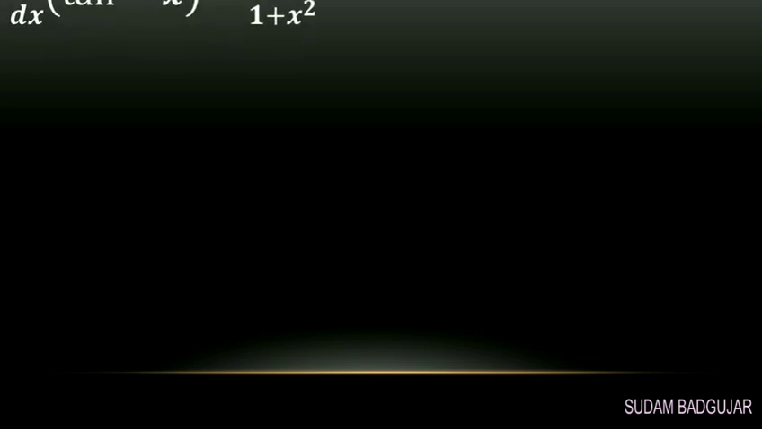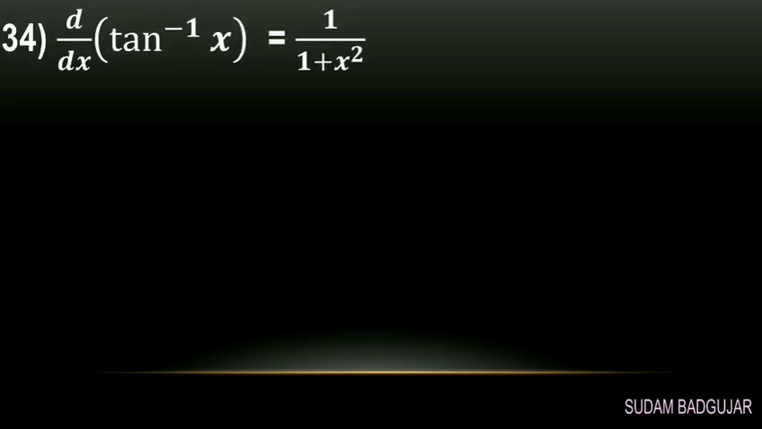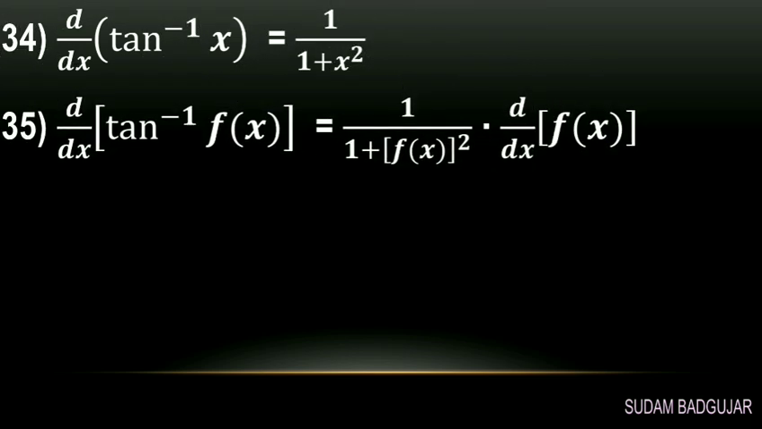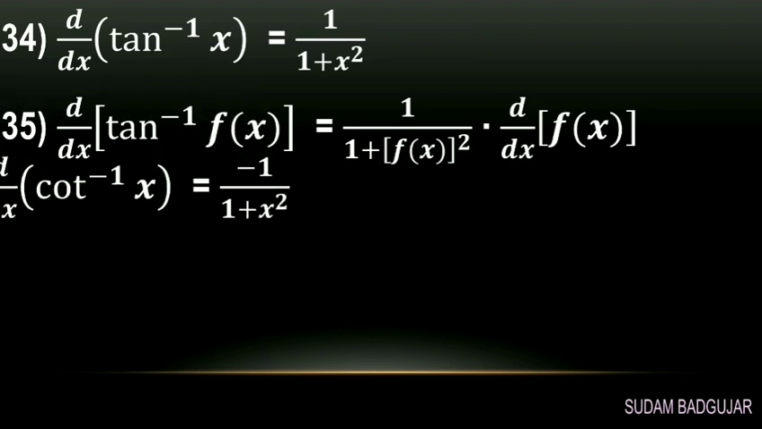Next formula: the derivative of tan inverse x is 1 upon 1 plus x square. Similarly, in general form, the derivative of tan inverse of f of x is equal to 1 upon 1 plus f of x the whole square into the derivative of f of x.